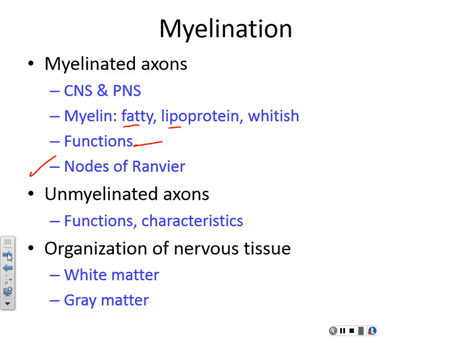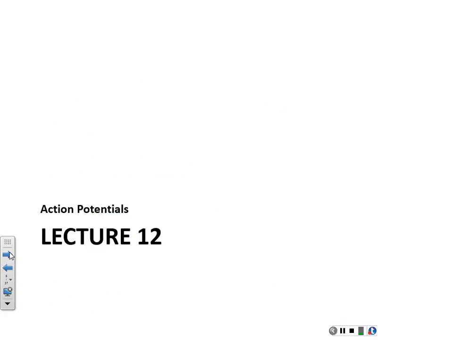So organization, the myelination causes the formation of white matter. Anything that's myelinated appears whitish, and all the structures that are not, like the cell bodies, dendrites, and some axons, because not all axons are myelinated, right? All those structures create the gray matter, okay? So I may ask you to describe it in the exam, okay? So we move on to number 2.